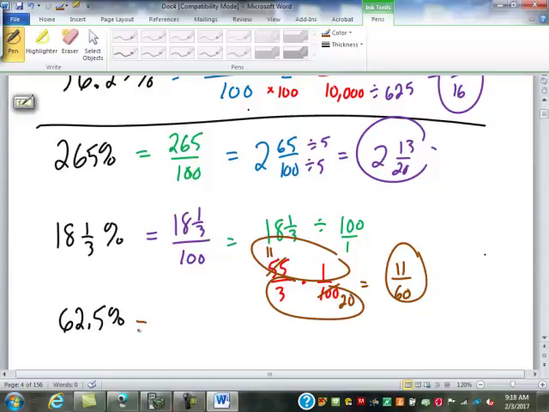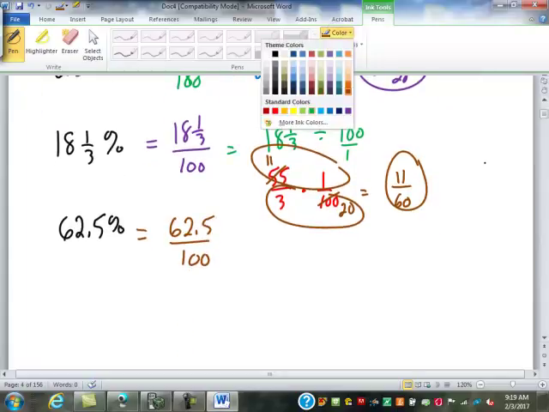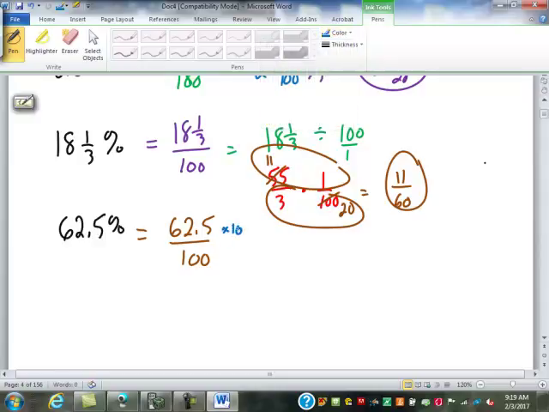Okay, then 62.5% is 62.5 over 100. Multiply top and bottom by 10 is 625 over 1,000. Those can both be reduced by 5, 25, or 125, which will give me 5/8. Anybody get all three of them right? Show of hands. Quite a few. Good deal.